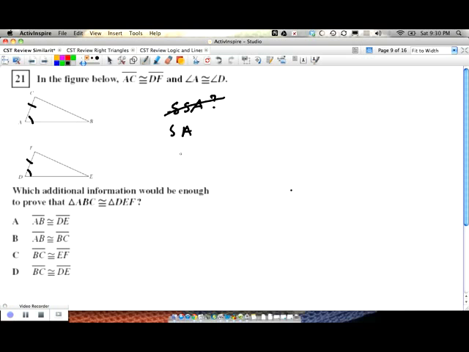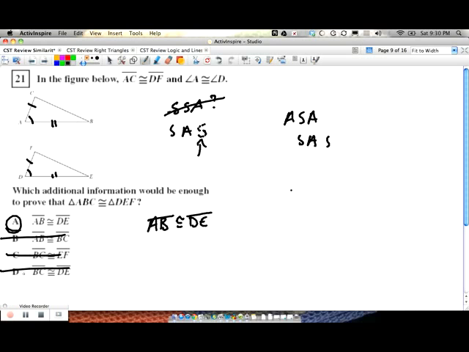Instead, we have a side and an angle. We have two choices: we could either have angle-side-angle or side-angle-side. So it looks like we need to add a third side here. That side would be AB and DE. So we need AB congruent to DE. All right, that would be A. And the other three we're not even going to look at because we found our right answer.